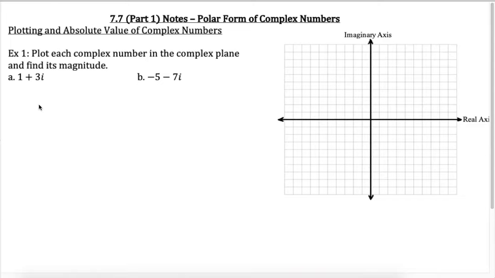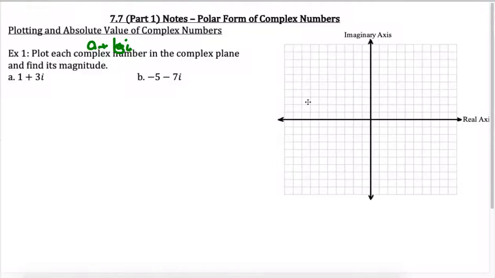All right, in 7.7 part 1, we are going to look at the polar form of complex numbers. If you remember, way back in algebra, a complex number is just a number that has a real and an imaginary part, generally written in the a plus bi form. Here we have two examples of imaginary numbers, 1 plus 3i and negative 5 minus 7i.